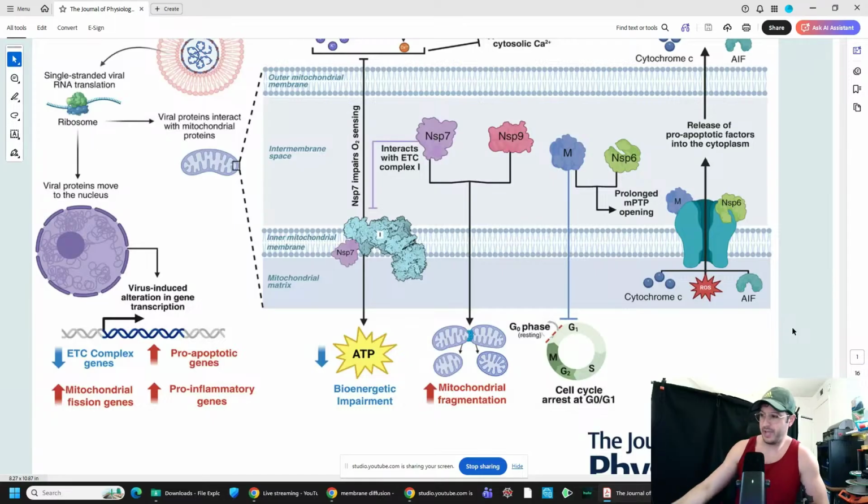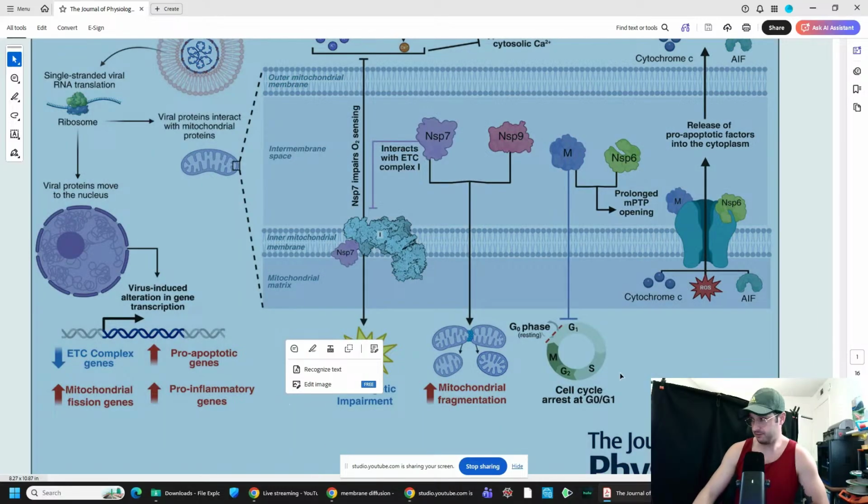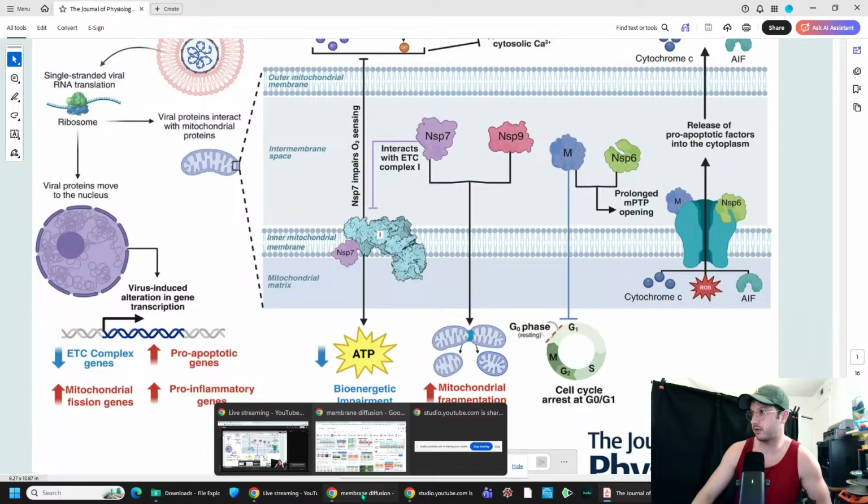And what does this mean if we have impaired mitochondria? Well, that means we're going to have lower rates of energy production. We're not going to be as efficient at doing oxidative phosphorylation, I think. Oxidative phosphorylation. Let me double check.